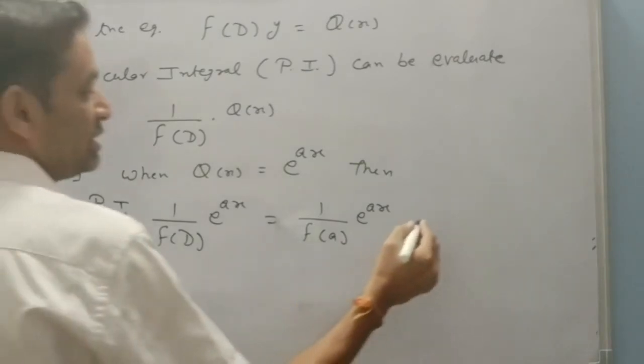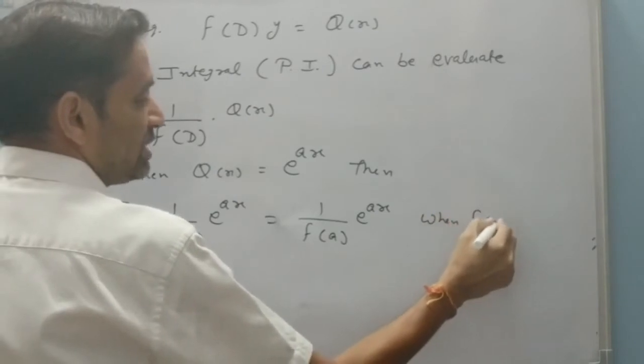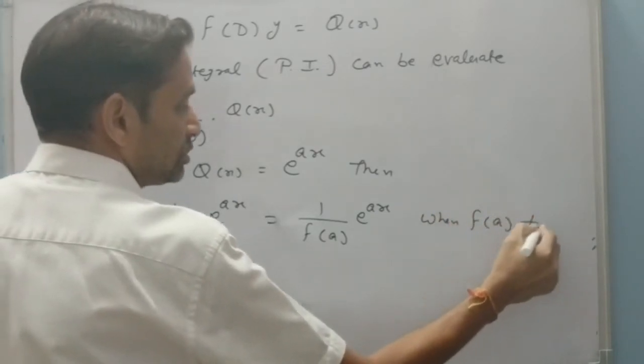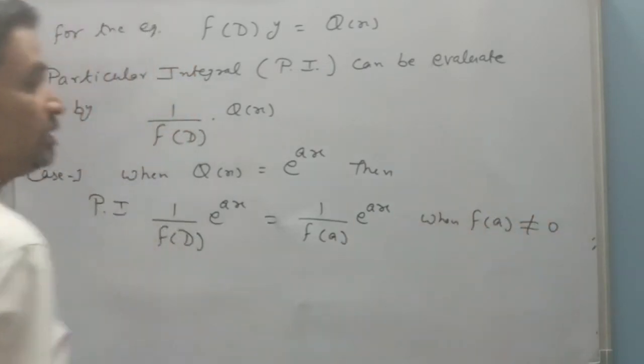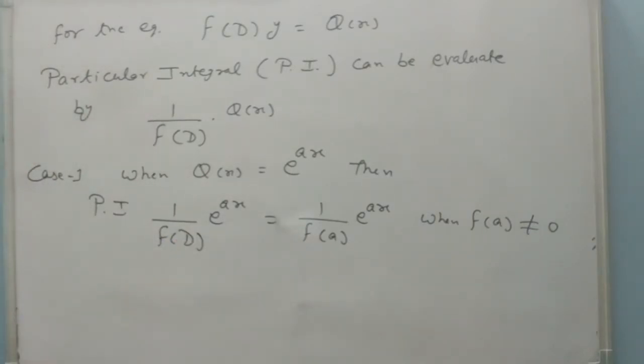But there is a condition: f(a) should not be equal to 0. This is the important part. This f(a) can never be equal to 0. If f(a) is equal to 0, then there is an important formula for finding that.